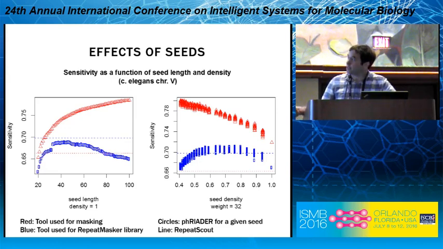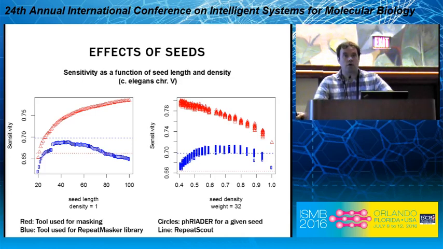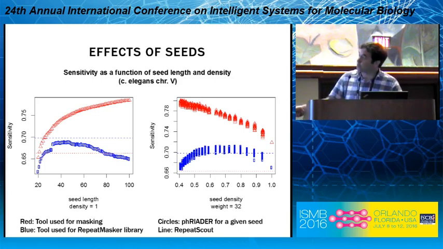The red indicates how we did when we were only trying to mask out the individual bases, if that's all we cared about. The blue indicates how we did if we wanted to use our output as a library for RepeatMasker. So produce our output, run it through RepeatMasker, see how well we did in actually identifying repeats. And what we see for the red is that as the seed gets longer, we do much better.